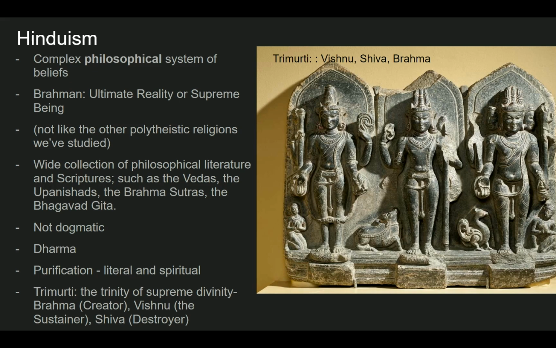There's also an extremely wide collection of philosophical literature. It's not like other religions that have a central text that they look to. There are many in Hinduism. Some are the Vedas, the Upanishads, the Brahma Sutras, the Bhagavad Gita, amongst many. So much so that there's one text, the Mahabharata, which is about 6 times the length of the Christian Bible. So this is an extremely complex system of beliefs.